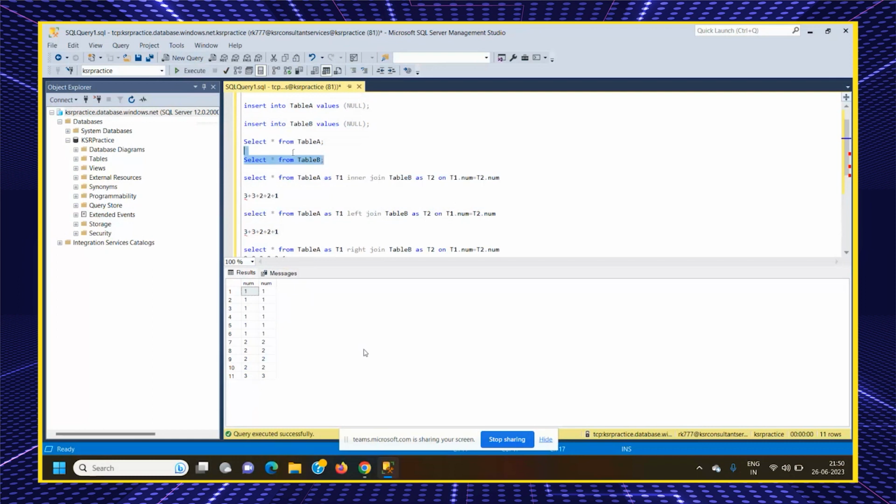In case of left join, how does it look like? In case of left join, similar records from both the tables. So for 1, we have 3 matching records, 3. For the next 1, we also again have 3 matching records, 3. For 2, we have again 2 matching records, 2. For 2, again, we have 2 matching records. And in case of 3, we also have a matching record, that is 1.